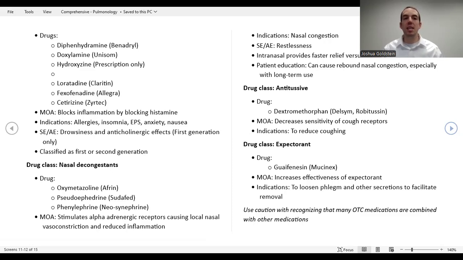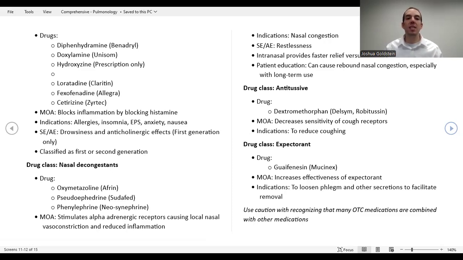That's loratadine, fexofenadine, and cetirizine. You're probably familiar with these medications. They're all over the counter. Claritin, Allegra, Zyrtec, they're all advertised on commercials all day long. And these have one indication, and that's for allergies. These have pretty much no side effects, and these are all the second generation.